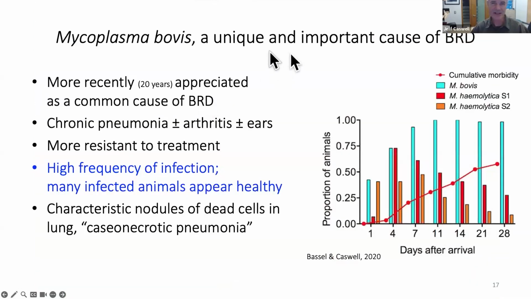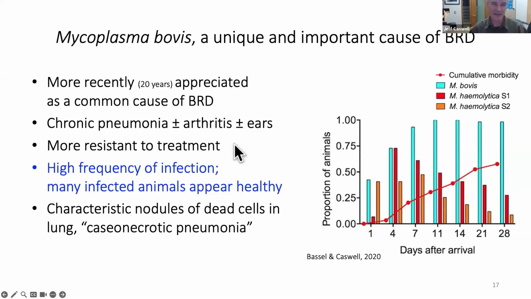So I think this is a unique and fairly important cause of bovine respiratory disease, certainly not a new disease, but compared to many of those other diseases that I showed you, this one is relatively more recently on the scene. Maybe in the last 20 years or so, we've really appreciated that it's a major cause of bovine respiratory disease. I mentioned it causes pneumonia, sometimes with arthritis, sometimes middle ear infections.